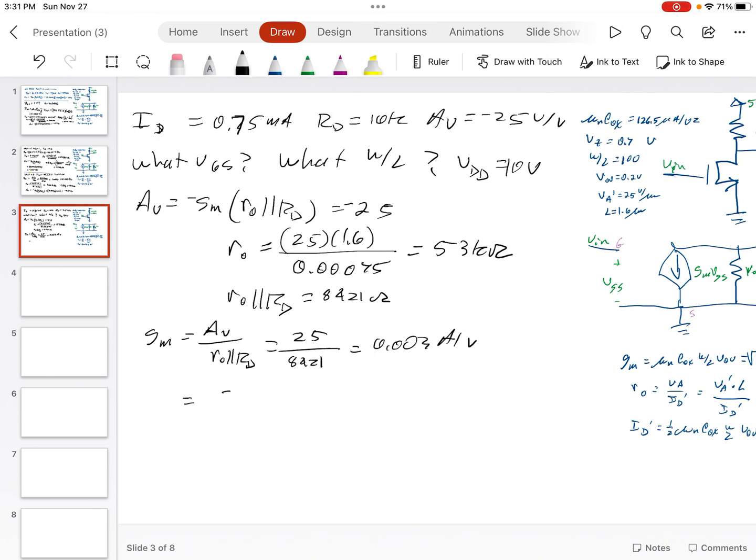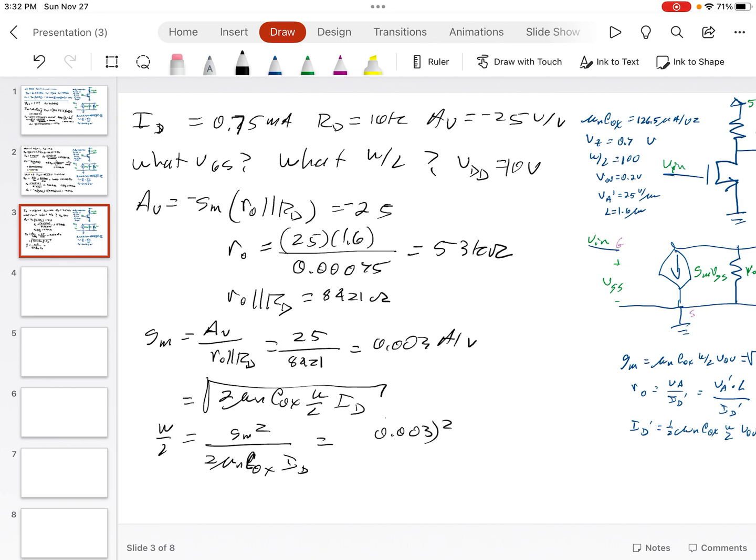And we know that this is also equal to the square root of 2 mu n Cox W over L times ID. So we can solve for W over L. It's plus GM squared over 2 mu nCox. Don't forget that 2 mu nCox times ID. So we've got 0.003 squared over 2 times 126.5 e to the minus 6.